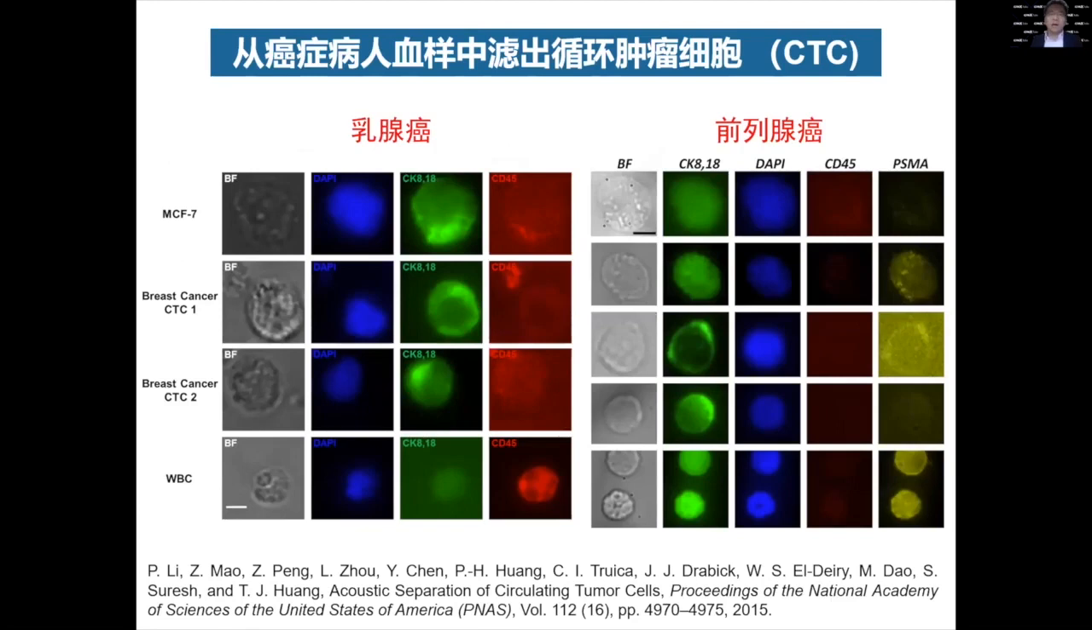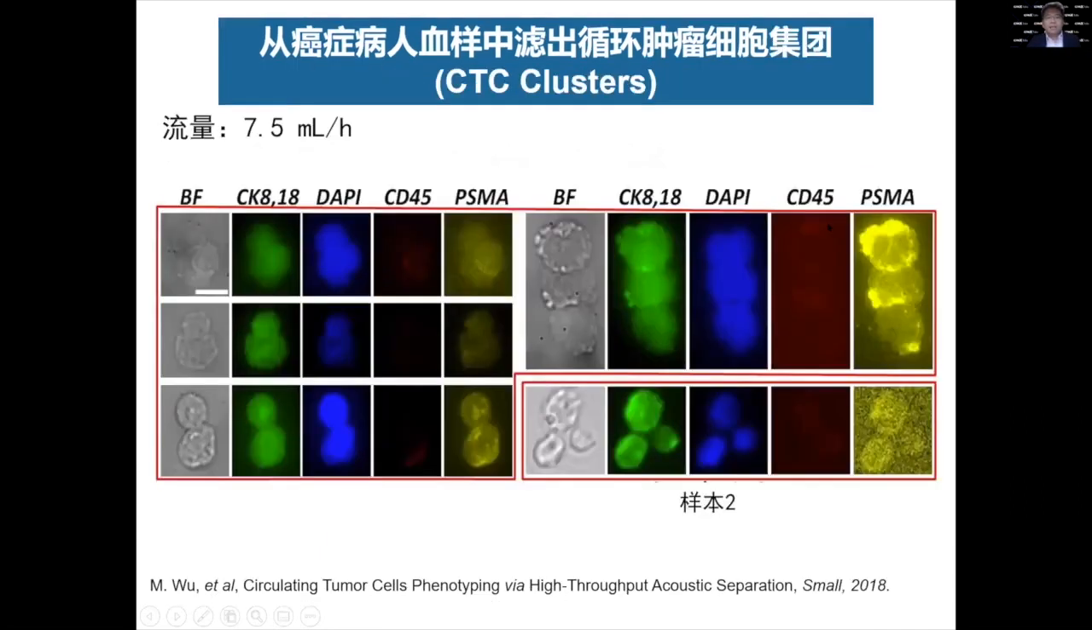And so we take cancer patient samples to separate circulating tumor cells. We found that our devices work very well for breast cancer, for prostate cancer, and also for ovarian cancer. And very recently, we also proved that we can not only separate circulating tumor cells, but also circulating tumor cell clusters, which are basically a group of circulating tumor cells. They're bound together, and they're even more rare than circulating tumor cells.